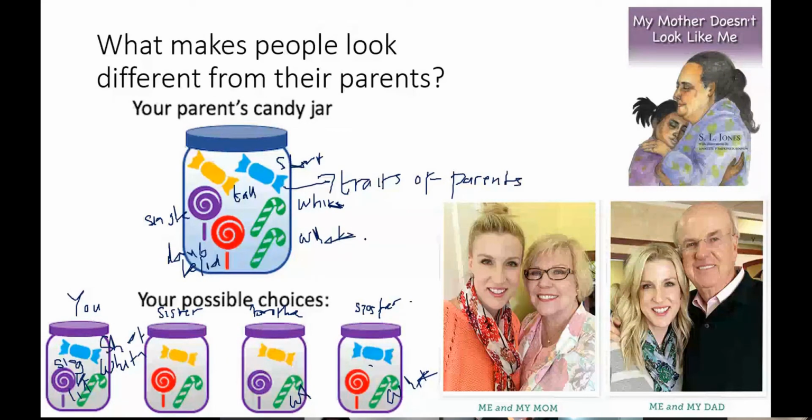Yeah. Because there are so many traits. It can be possible that you look similar to your sister. It can be you look different from your brother. It can be you look similar to your father. It can be you look different from your mother. Because of the possibility.